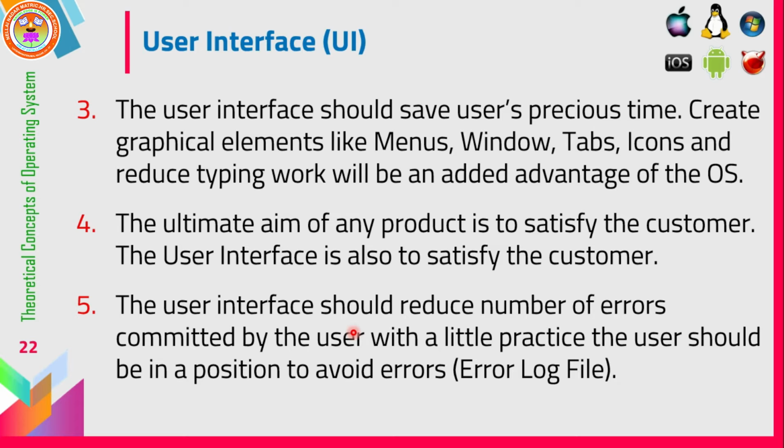Number four, the ultimate aim of any product is to satisfy the customer. Of course, that is very, very important. If the user interface does not satisfy the customer, then that operating system or that concept is a failure. Understood? Right. The next point, number five: the user interface should reduce the number of errors committed by the user. Of course, that is very, very important.